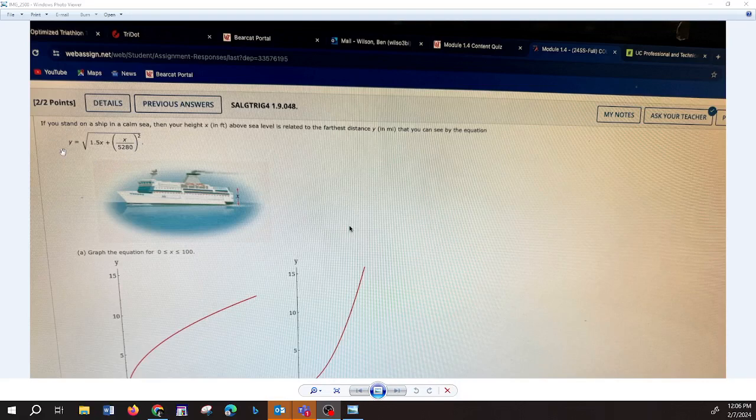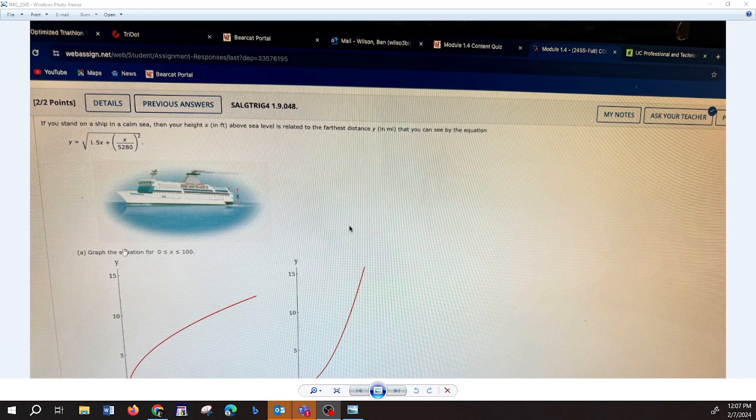So this homework assignment problem says that if you stand on a ship in column C, your height x, so keep in mind here that x represents your height above the sea level in feet, is related to the farthest distance y that you can see. And so y is the farthest distance that you can see in miles. And this will tell you how to find that distance you can see based on the height above the sea level. So you give me the height above the sea level, I can tell you how far you can see.